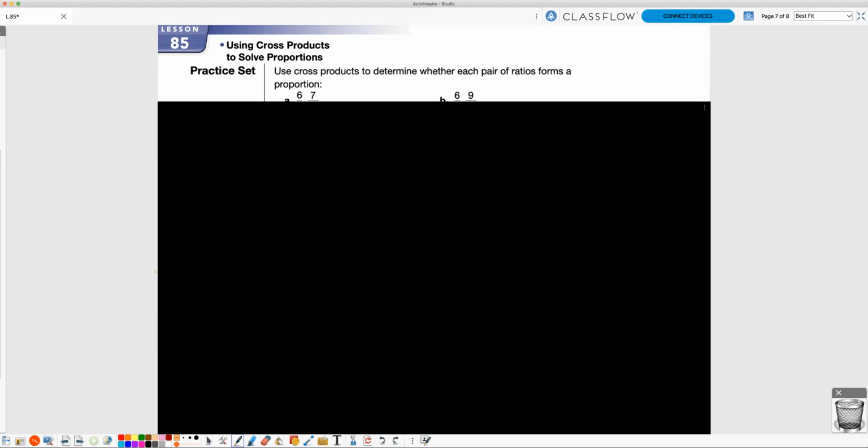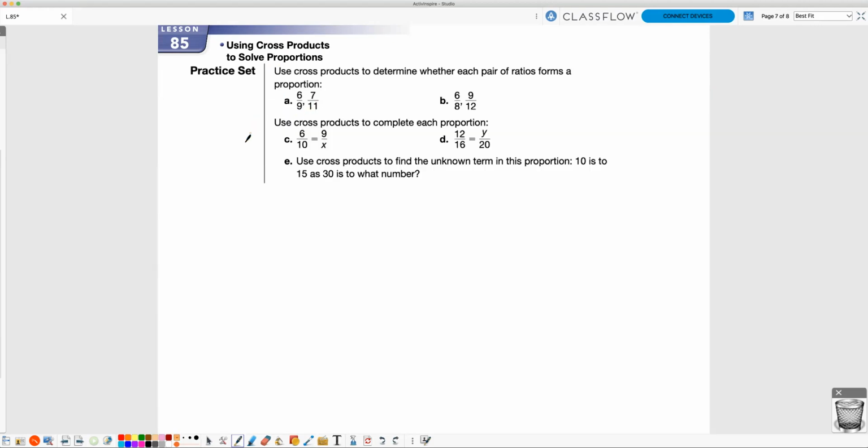All right, let's practice this. So letter A, use cross products to determine whether each pair of ratios forms a proportion. For letter A, 6 is to 9 as 7 is to 11. We need to cross multiply. 9 times 7 is 63. 11 times 6 is 66. So these do not form a proportion. Not proportionate.